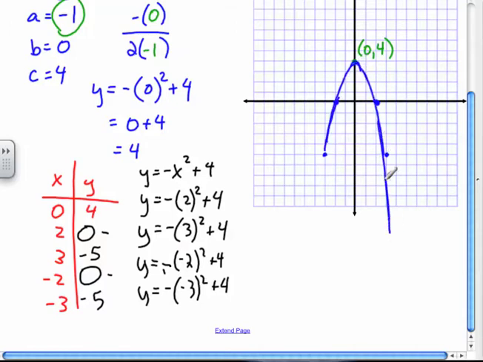You got to do better than that, Mr. C. Hey, that's not bad. Not bad for freehand. Okay?